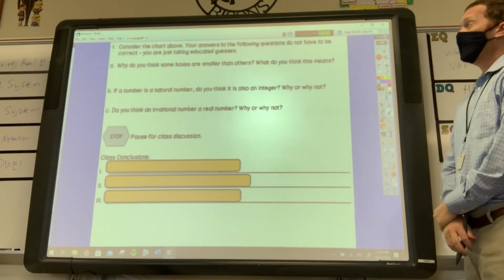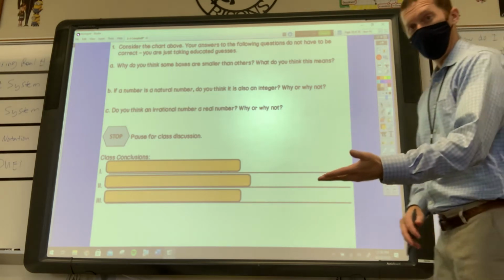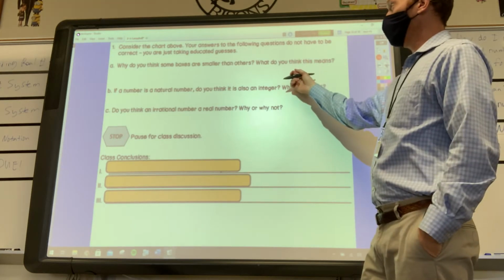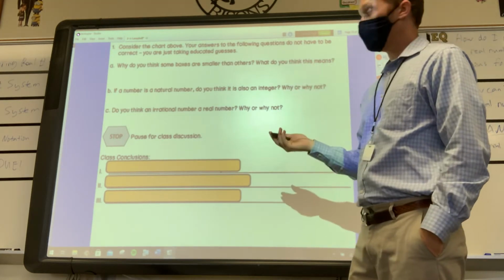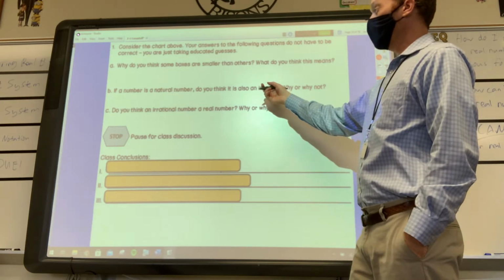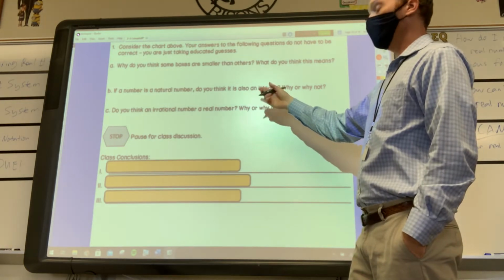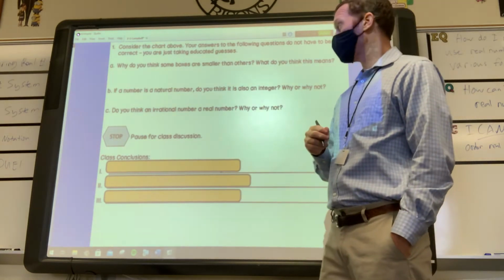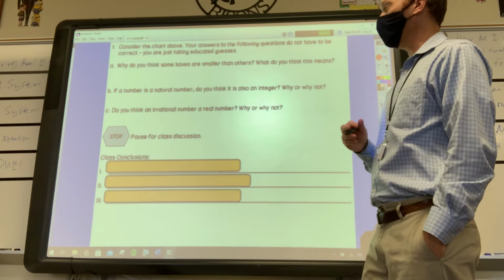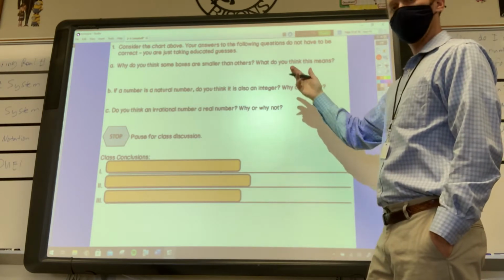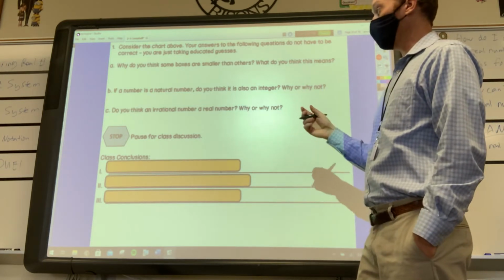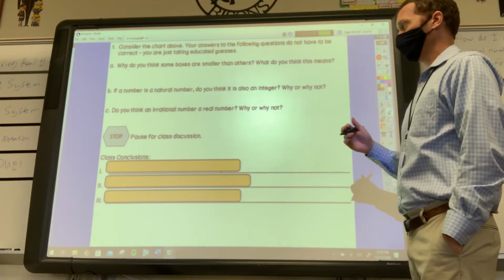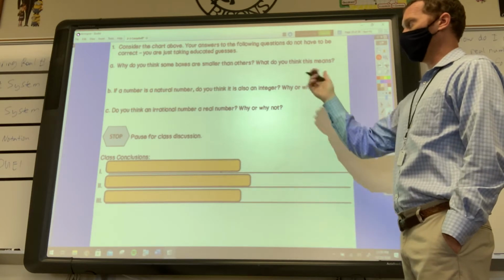Some questions. You've got this chart on PDF on Google Classroom, so you can look at it. And it's asking you to try to consider why some boxes are smaller than others. It's asking you to consider if a number is a natural number, could it also be, or is it also an integer? And then third thing, do you think an irrational number is a real number? Why or why not? So take a minute and think through those things. Hopefully you printed this off and you can write down your thoughts on your paper at home. In class, we just took 3 minutes to think through that. So pause and think through that and write your answers.